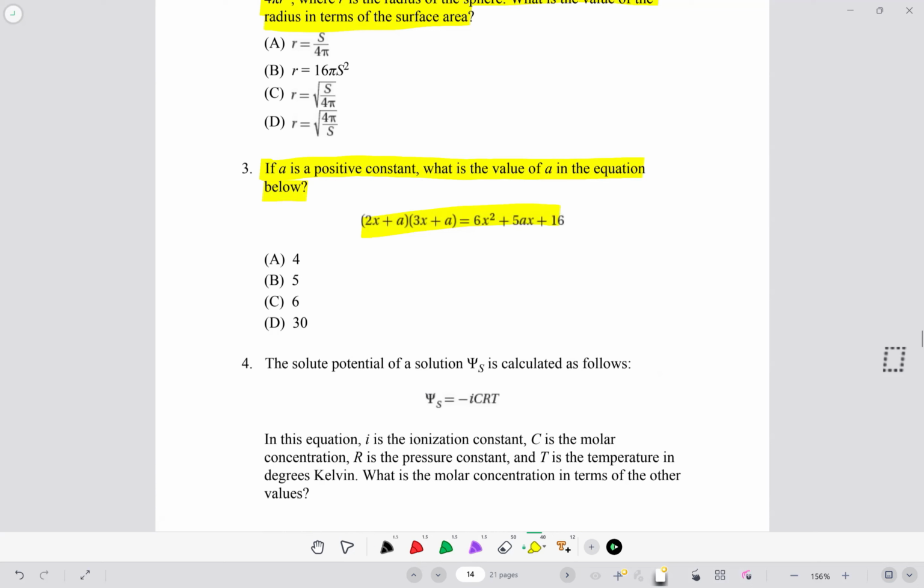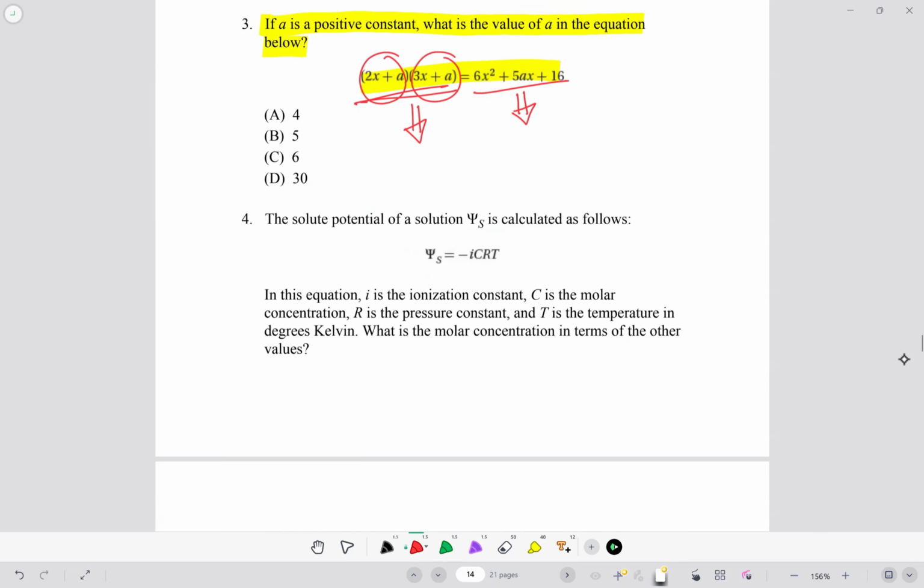Coefficient equating process. Multiply these two terms, make a polynomial from these two, and then equate it with the polynomial on the right side. And you would find the answer.